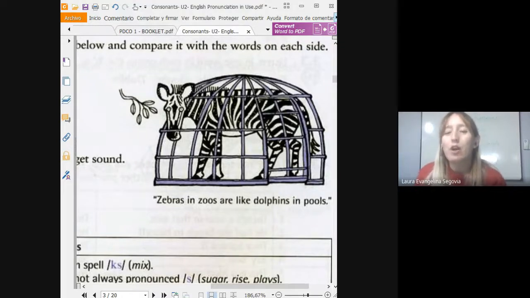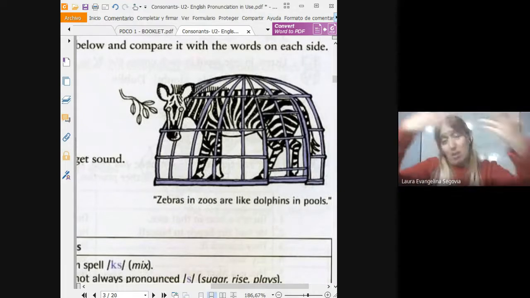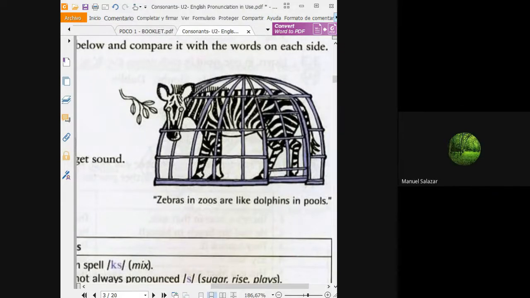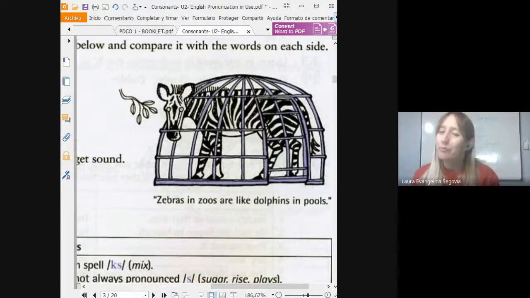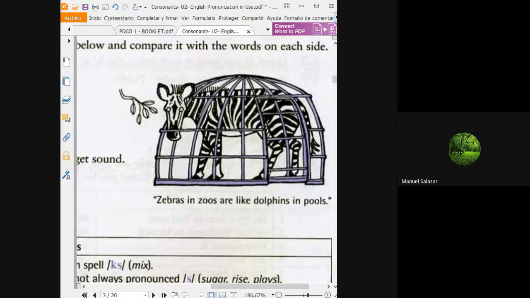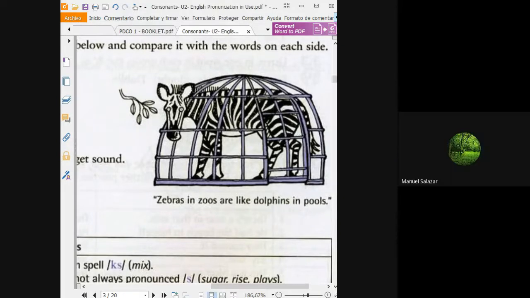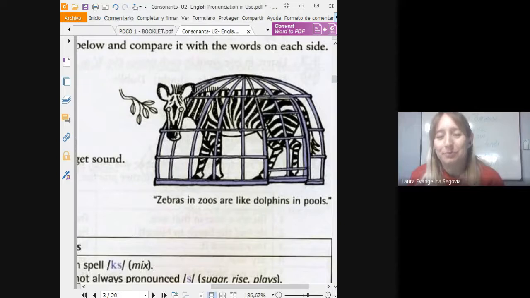Well, Manuel, you are going to say it as if you were explaining to your children that zebras in zoos are like dolphins in pools. Come on. Zebras in zoos are like dolphins in pools. One more time. Zebras in zoos are like dolphins in pools. Lovely. Good teacher. Very good. Thank you, Manuel. Melina?